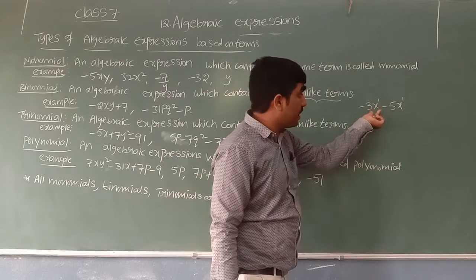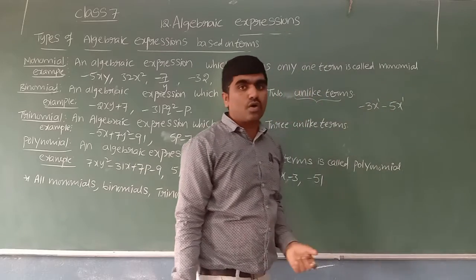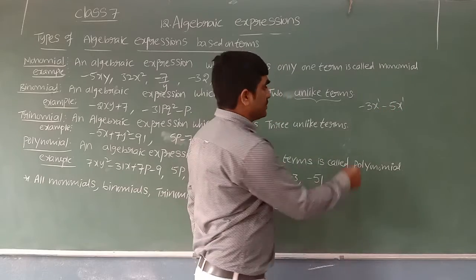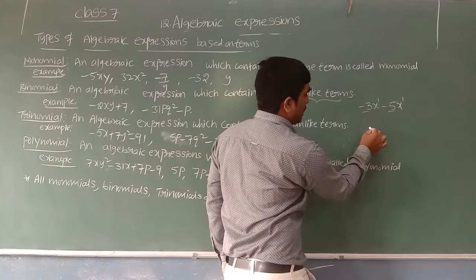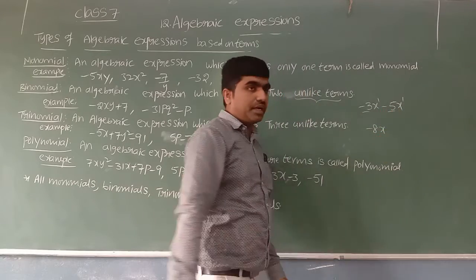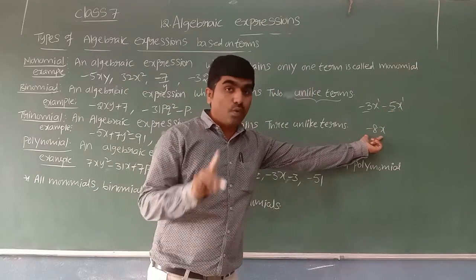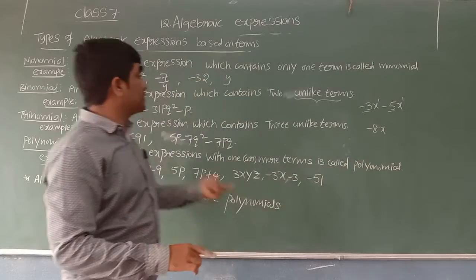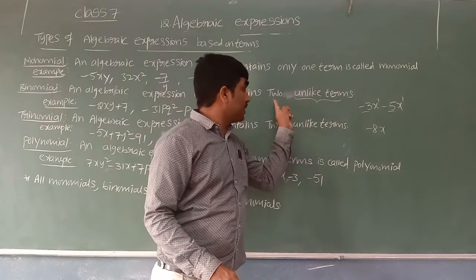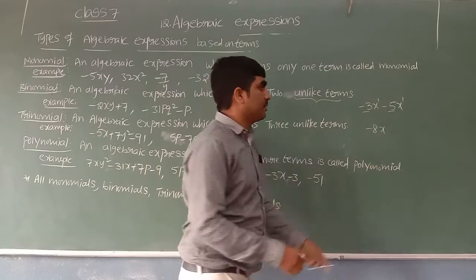Two terms having the same variable and the same power are called like terms. Once they are like terms, we can simplify their coefficients. Like minus 3 minus 5, how much? This gives minus 8x, and the common term is x, which becomes only one term, a single term. It is called a monomial. Because of that, I said a binomial contains two terms, and those two must be unlike terms.